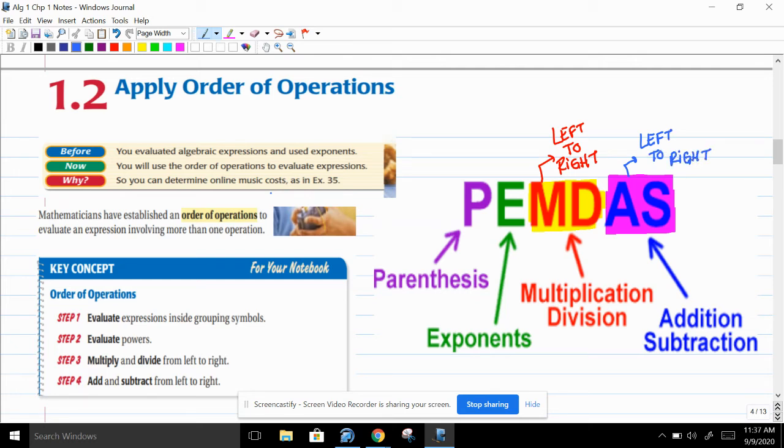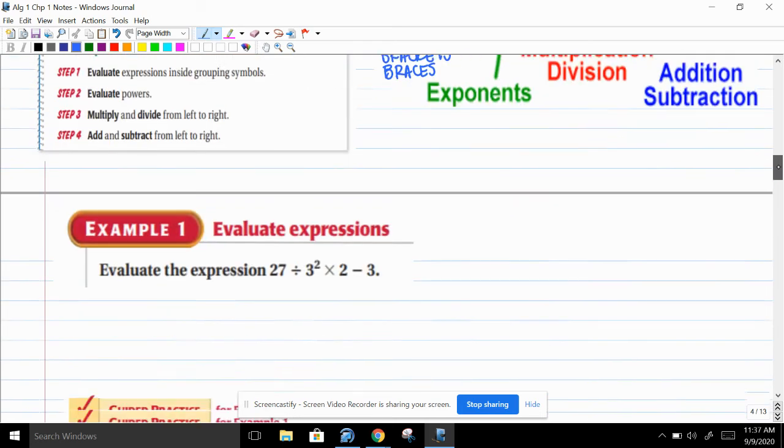So anything in parentheses or any sort of grouping symbol, you could also see brackets, you could also see braces, they are going to get tackled first, inside to out. You'll see when we get into some of the examples. Then you're going to tackle your exponents, if there are any, multiplication and division, left to right, and then any addition, subtraction, left to right. So let's take a look at some examples here.